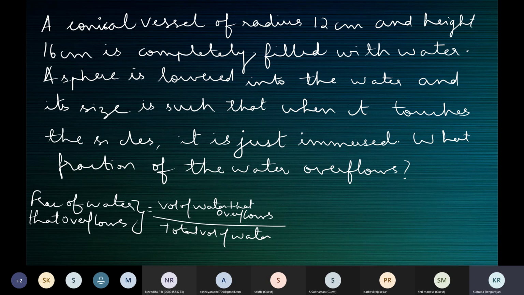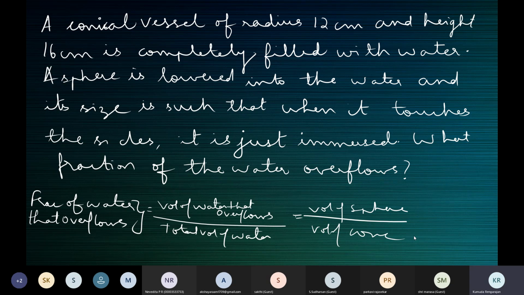Similarly, here the fraction of water that overflows will be the volume of water that overflows divided by the total volume of water. And now what's the volume of the water that overflows? It's exactly the volume of the sphere. Whatever is the volume of the sphere, that volume of water would have overflown. And what's the total volume of water? It's the volume of the cone, because the cone is completely filled with water.